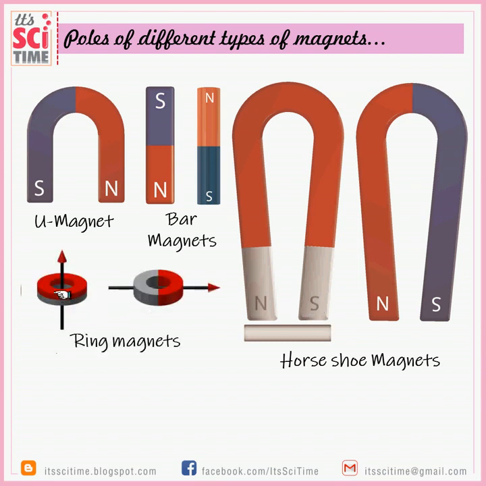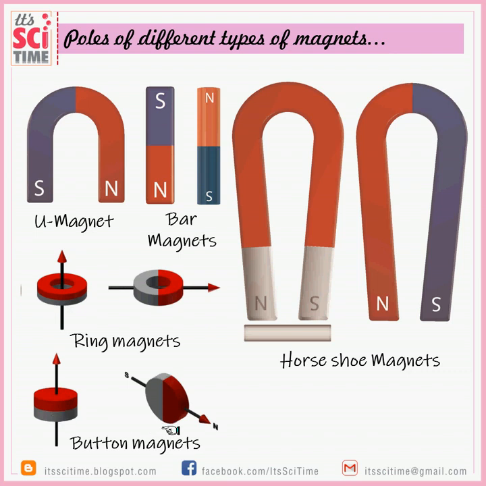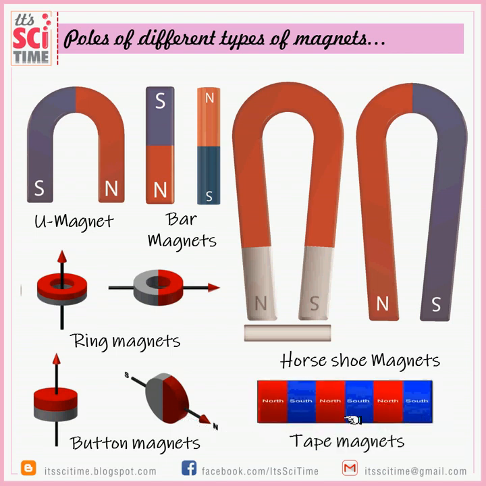Look at ring magnets. Some are axially magnetized, some are diametrically magnetized. Look at the button magnets, also similar. Some button magnets are axially magnetized and some are diametrically magnetized. And the next one, tape magnets. Tape magnets are magnetized alternately, that means north, south, alternately, as we can see in tape magnets.